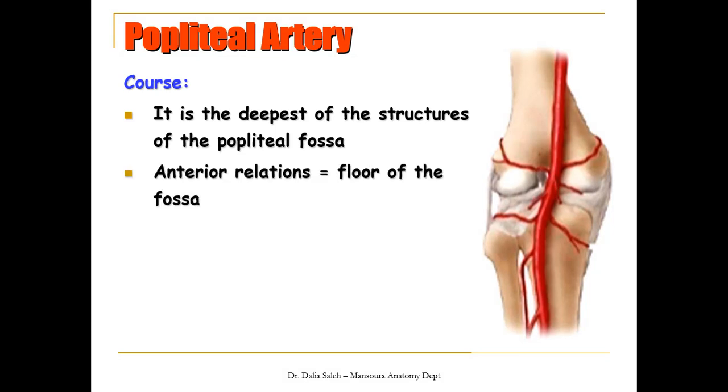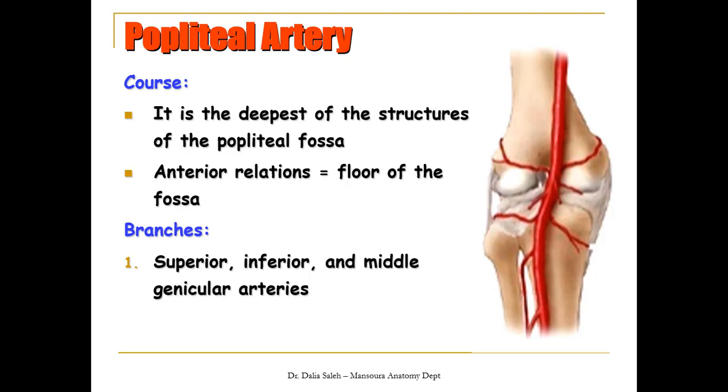Its anterior relations are the same as the floor of the fossa, and its branches include the genicular arteries, or the arteries that will supply the knee joint. We have superior, medial and lateral genicular branches, inferior, medial and lateral genicular branches, and the middle genicular artery. Also, it gives muscular branches to the surrounding muscles.